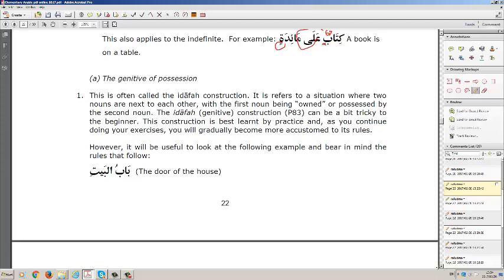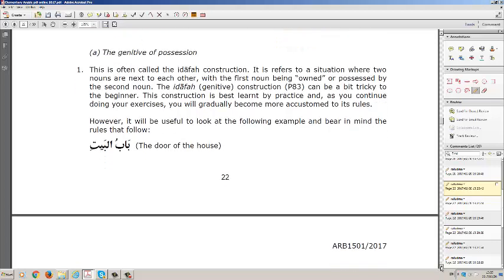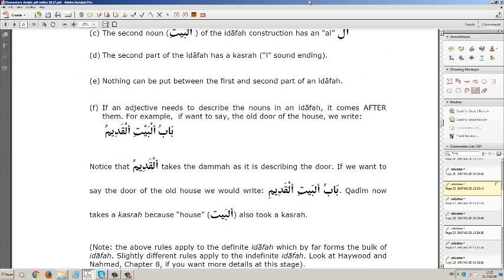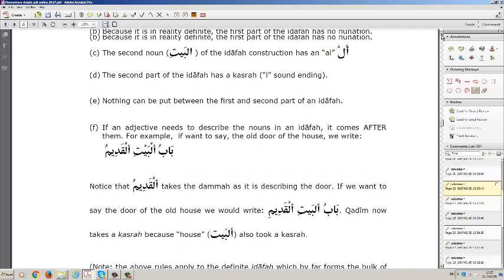Now we come to something a bit more tricky with regard to the genitive, and this is called the genitive of possession. And this is something that you slowly get used to.